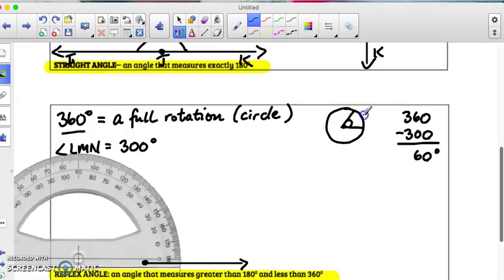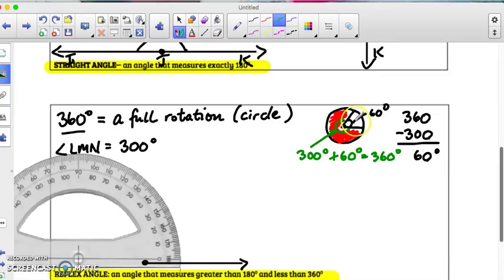So if this part is 60 degrees, then I'm going to take a different color. The entire outside part of the angle, which is what the reflex angle is, I'm going to draw a curved line here. That entire outside part is actually 300 degrees, because 300 degrees plus 60 degrees gives you 360 degrees, the entire circle. That's how you can use your knowledge of a full rotation to get the reflex angle.